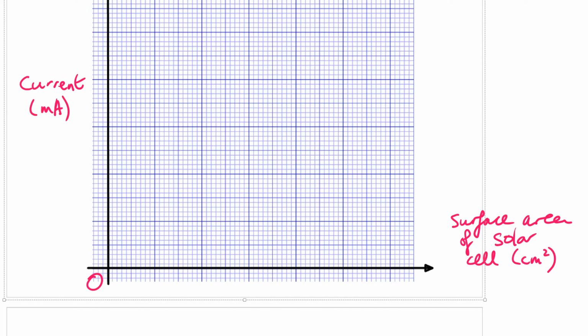Let's try this now. 1, 2, 3, 4, 5, 6. 1s are no good. Let's try 2s. 2, 4, 6, 8, 10, 12. No good. 5s. 5, 10, 15, 20, 25, 30. No good. We've done 1s, 2s, 5s. Now we go up to 10s. 10s, 20s, 30s, 40s, 50s, 60s. Yes, that works. 10s, 20s, 30 is right here. 40 is right here, 50 is right here, 60 is right here.